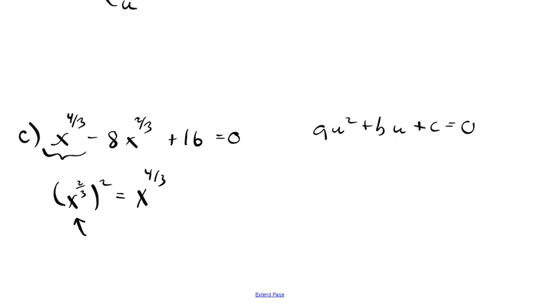So this right here is our u. Let's rewrite this now. I can rewrite this as u squared, because x to the power 4/3 is u squared. This guy right here, x to the power 2/3, is u. So u squared minus 8 times u, because x to the power 2/3 is u, and then plus 16 equals 0.